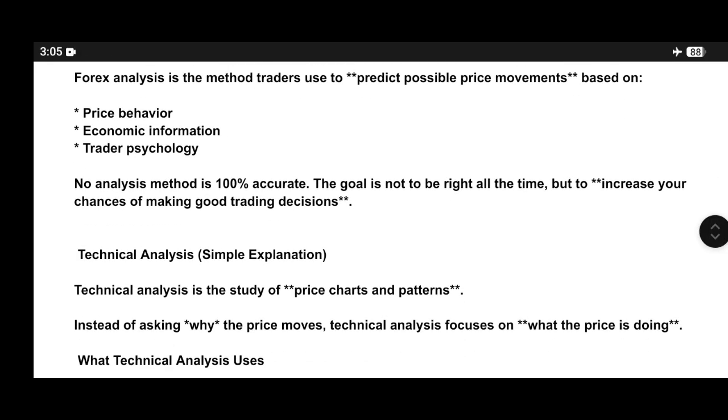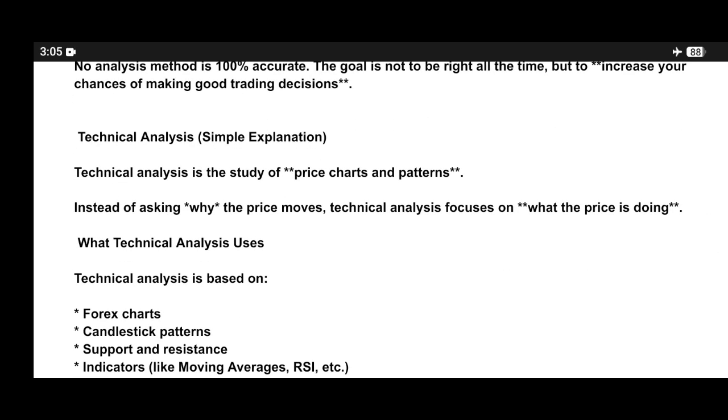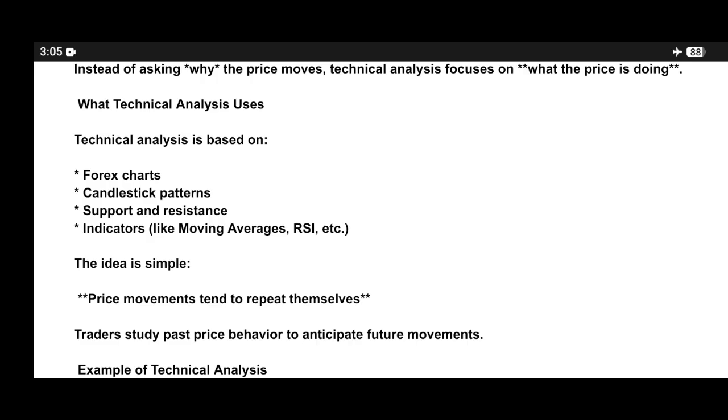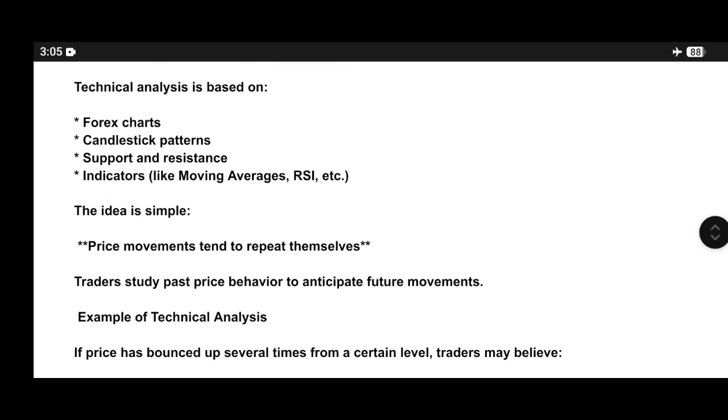Technical analysis, a simple explanation. Technical analysis is the study of price charts and patterns. Instead of asking why the price moves, technical analysis focuses on what the price is doing. Technical analysis is based on: one, the forex chart; two, candlestick patterns; three, support and resistance; four, indicators like moving average and RSI. The idea is simple: price movements tend to repeat themselves. Traders study past price behavior to anticipate future movements.